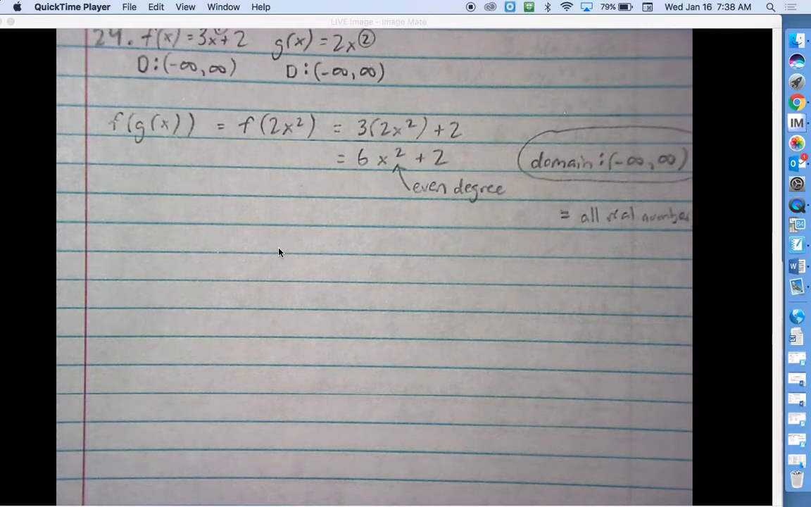And then once they were together in an equation, I put f of g, which became f of 2x squared, and then in the f of x equation it became 3 times 2x squared plus 2, which then becomes 6x squared plus 2, and since it has a 2, it's an even degree, which makes the domain negative infinity to positive infinity, which is all real numbers.